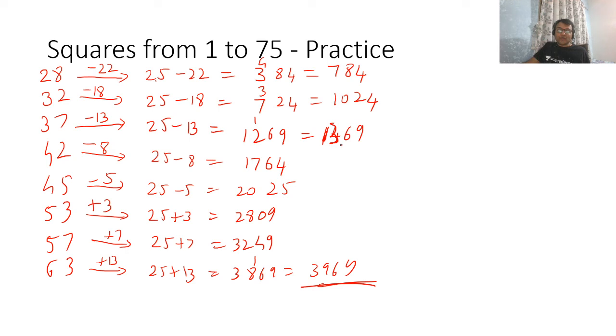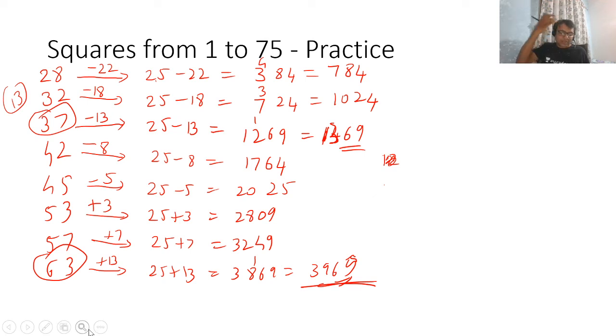Actually, the property, if you look at it, around 50, the last two digits are the same. So if you look at 37 is 13 less than 50, and 63 is 13 more than 50. The last two digits are the same, 69, 69. And this is true for anything. You can take 12 and 38, and so on. So 13 square will be the same. This one, 13, 37, 63, and so on will have the same last two digits. That is a property which maybe you can look at.